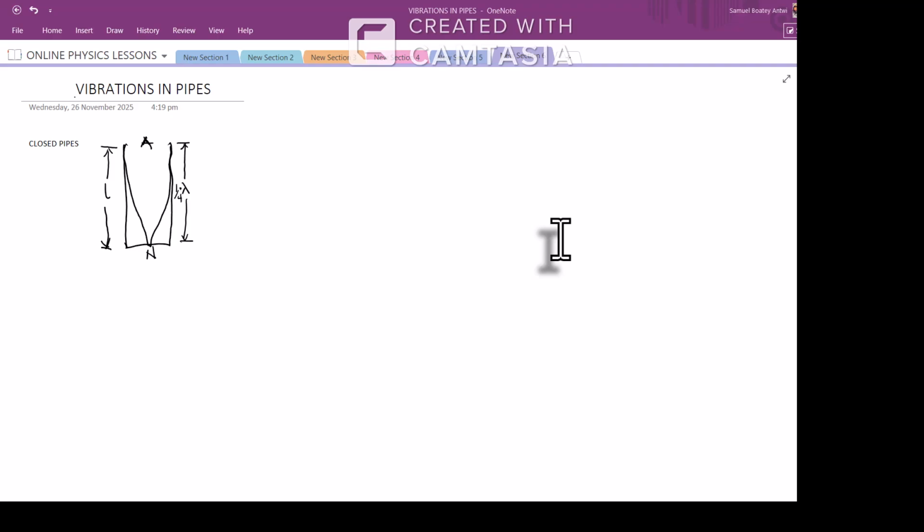Okay, so welcome to another tutorial session, and today we are going to talk about stationary waves. There are progressive waves and then there are stationary waves. Progressive waves are traveling waves, whereas stationary waves are waves that are trapped, so they are stagnant.